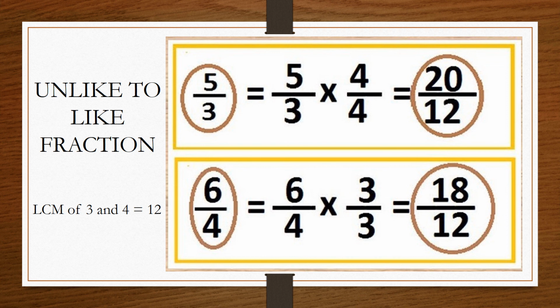Now again you have to make 6 by 4. You have to make the denominator 4 into 12. So 4 times what will you multiply? You will multiply by 3. 4 3s are 12. So you will multiply 6 also by 3. 6 3s are 18. So 6 by 4 changes to 18 by 12. That is, the equivalent fraction of 6 by 4 is 18 by 12. Now you can see both the denominators are 12. So you have changed unlike to like fractions.